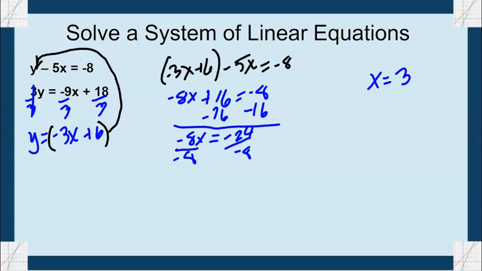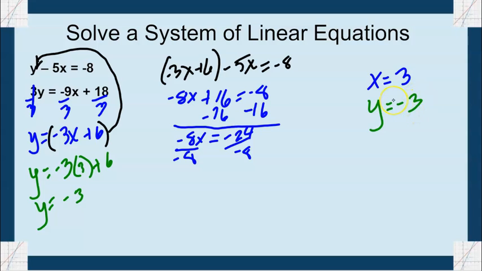So if x is a positive 3, I'm going to use either of the two equations, but I'm going to use the bottom one here because I already have y by itself. I need to solve for y when x is a positive 3. Negative 3 times 3 is negative 9. Negative 9 plus 6 is a negative 3. So y is going to be a negative 3.